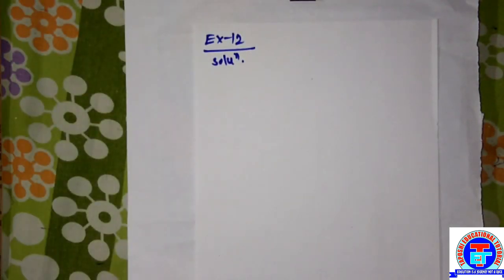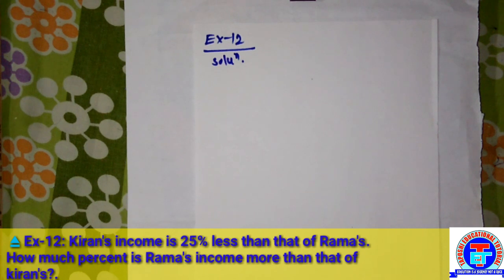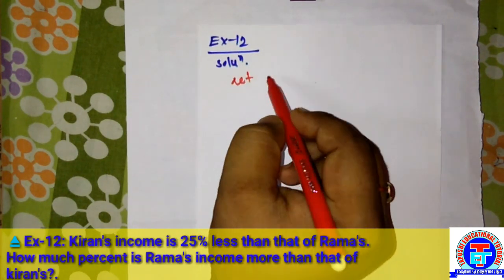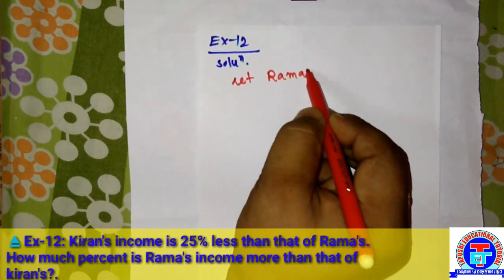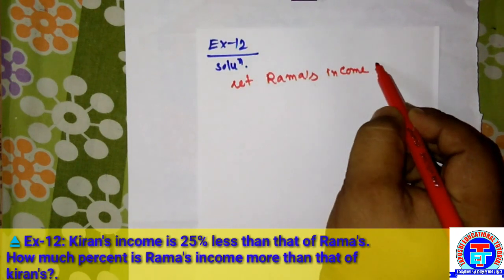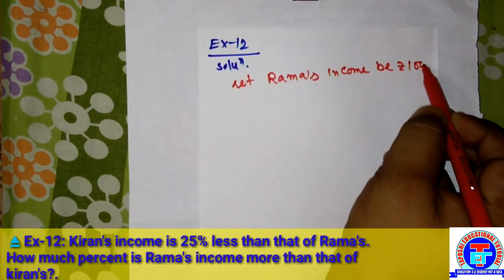Now dear student, here another problem number 12. Here given Kiran's income is 25% less than that of Rama's. How much percent is Rama's income more than that of Kiran's? Right, student? So let's solve the problem. First of all, let Rama's income be rupees 100. Right?